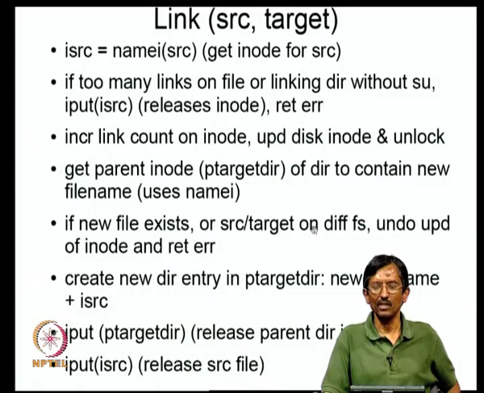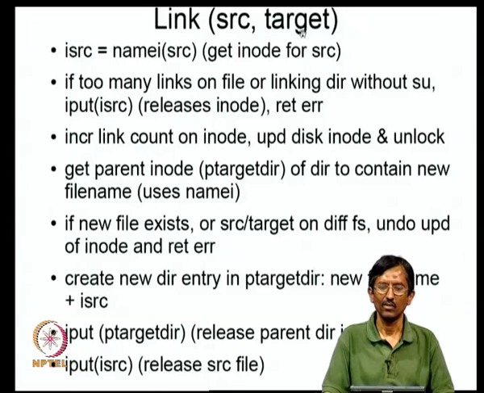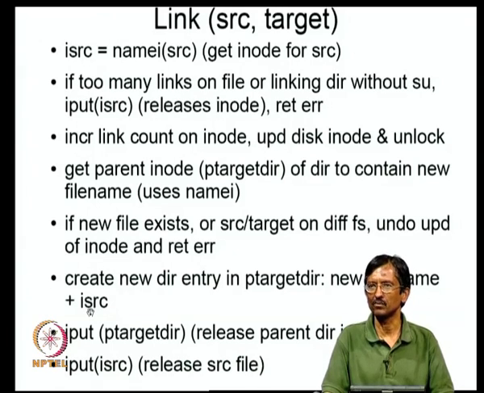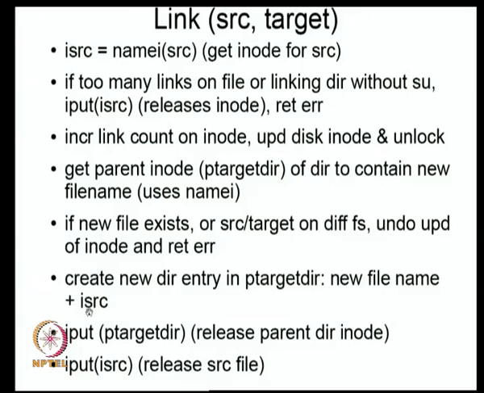Now after this you create a new directory entry in the parent directory corresponding to the target file. In the directory you have to take the new name and the corresponding inode. A directory is basically nothing more than a map between the name of a file and its inode, that is all it is. So you have to introduce these two components, the new file name and the inode that you picked up here of the source.